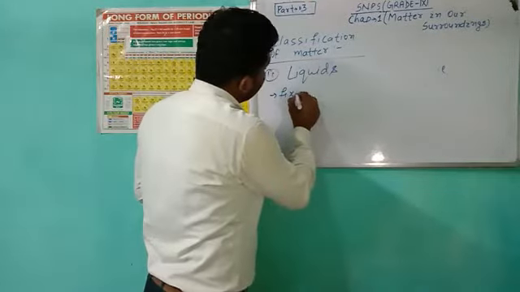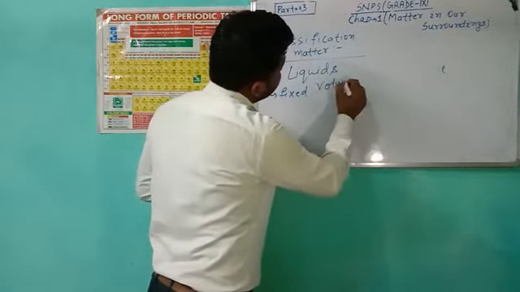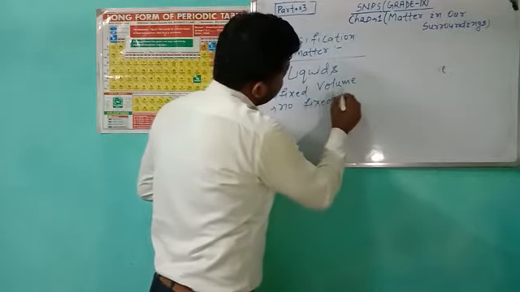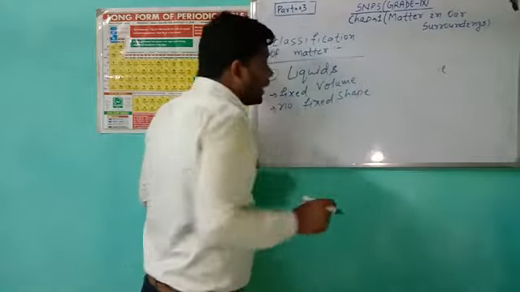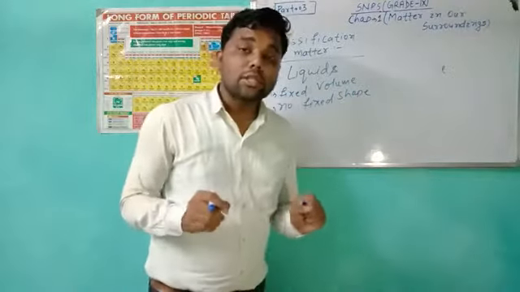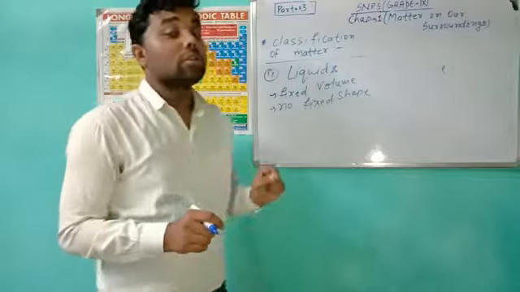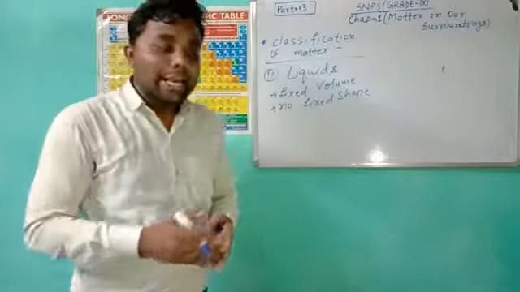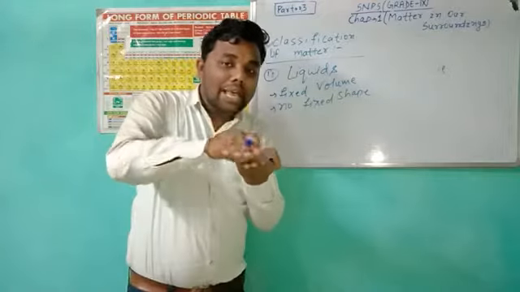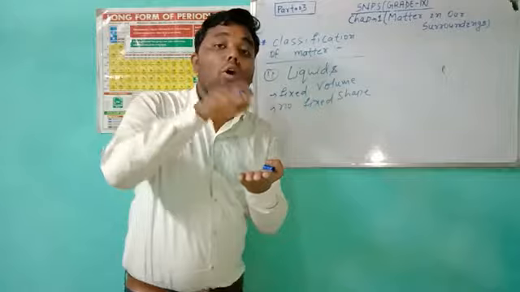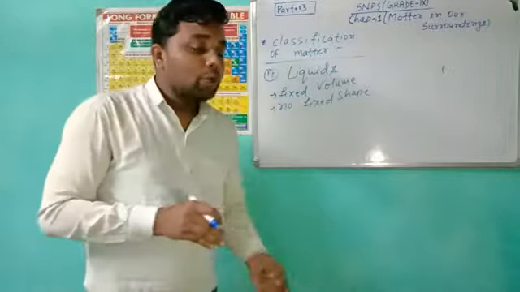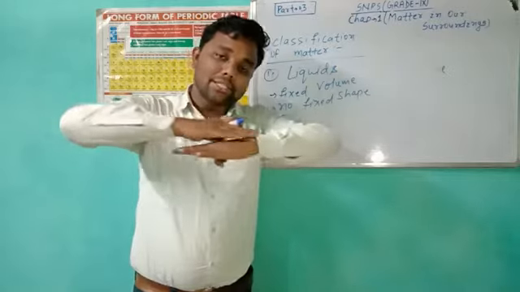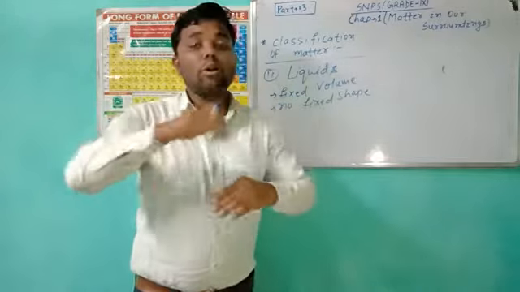Fixed volume but no fixed shape, because the intermolecular forces between the molecules of liquids are weaker than in solids. Liquids can float and slide one over another. If we have two layers of liquids just like this and just like this, they can float and slide one over the other.